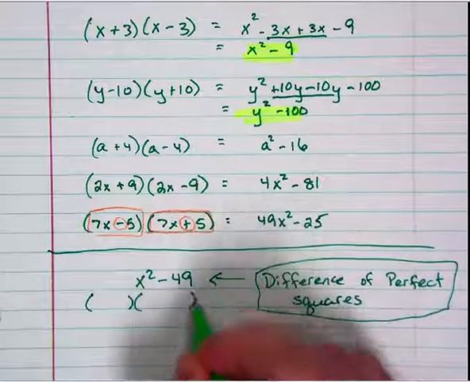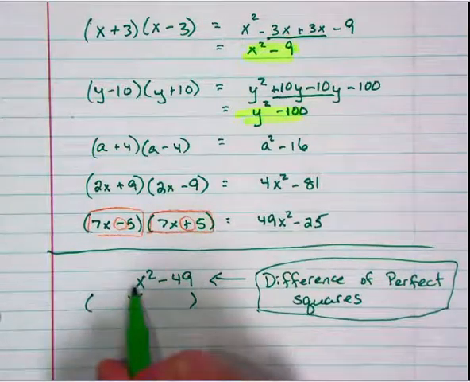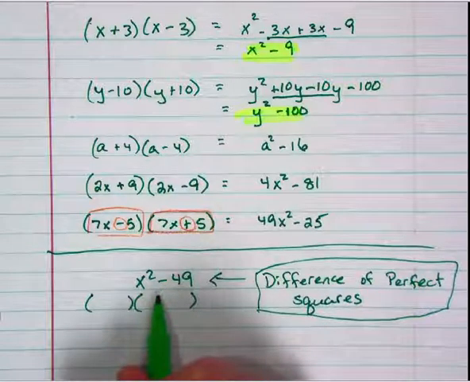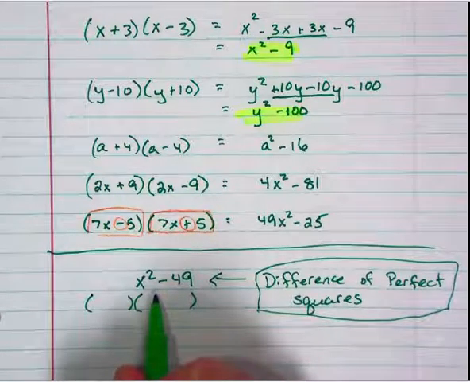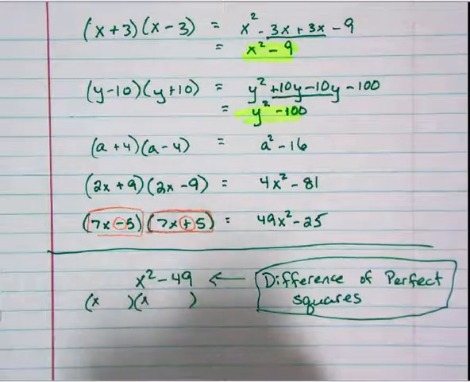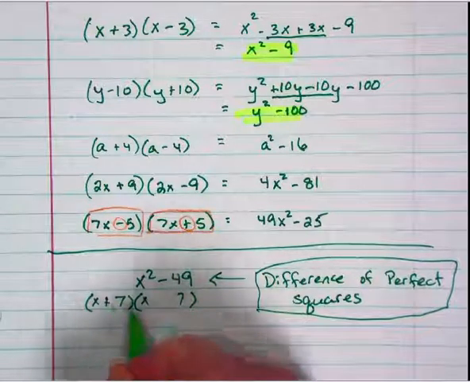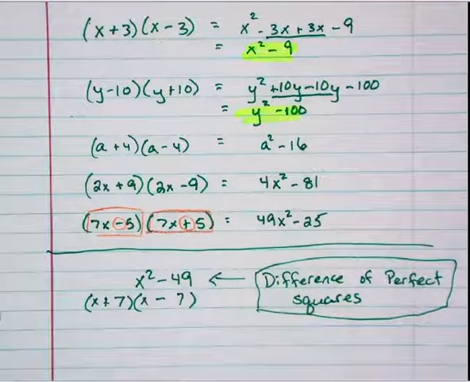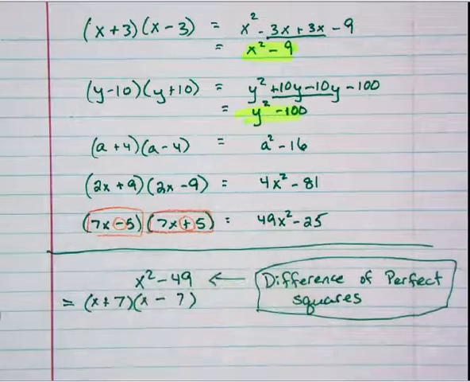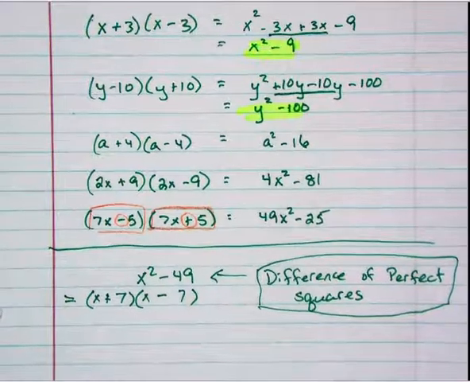GCF, I'm going to look at it like this. And now, all I have to realize is that this was the result of multiplying two polynomials that were exactly the same, but one being positive and one being negative. The only way to get x squared is x times x, and then 49 is 7 and 7. Make one of these positive and one of these negative. That is the factored form of that binomial. Okay? This is the difference of perfect squares.